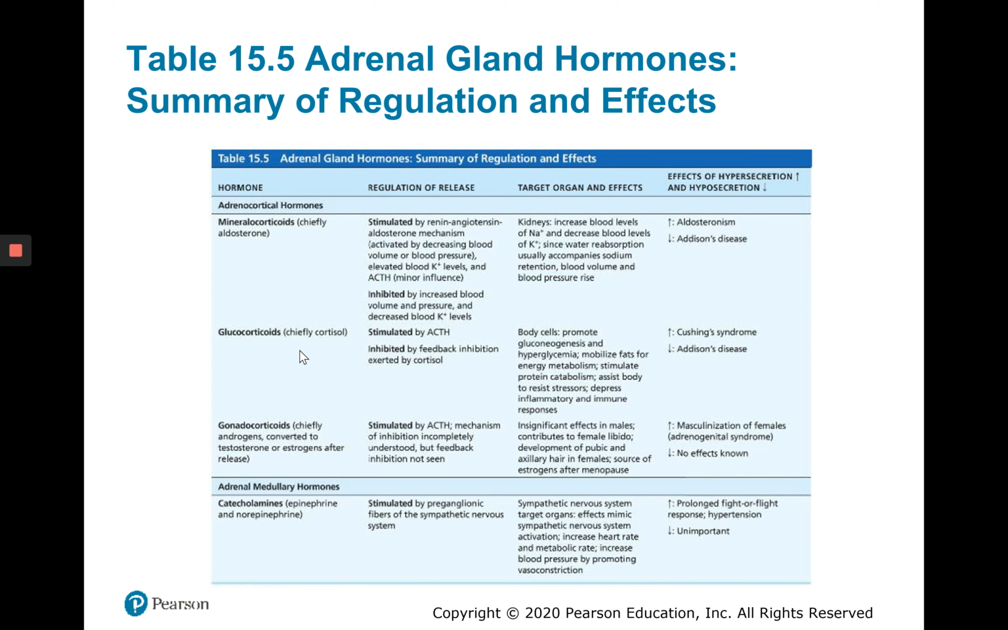I do recommend table 15.5, at least to the point of looking at the effects of these different hormones, so mineralocorticoids, glucocorticoids, and gonadocorticoids. Definitely know that the mineralocorticoid we're focusing on is aldosterone. The glucocorticoid we're focusing on is cortisol, and that the gonadocorticoids are weak androgens. Know that catecholamines include epinephrine and norepinephrine, and know that they are associated with the sympathetic nervous system, which allows us to fight or flee.